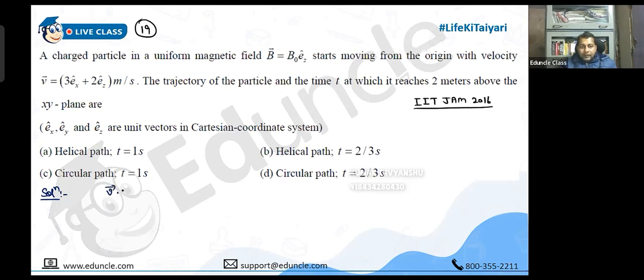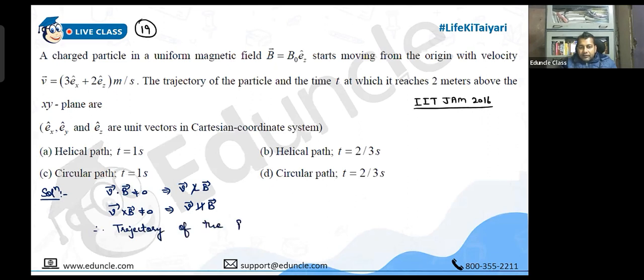See, V dot B, it is coming out to be non-zero. It means V is not parallel to B, not perpendicular to B. And V cross B is also not zero. It means it is making some angle between 0 and 90 degree. So therefore, trajectory of the particle will be helical. Because for 0 it will be straight line, for 90 degree it will be circle. So it is not a circle.